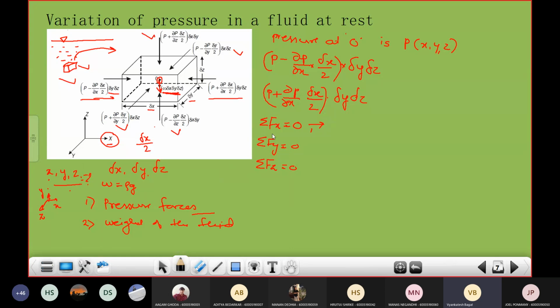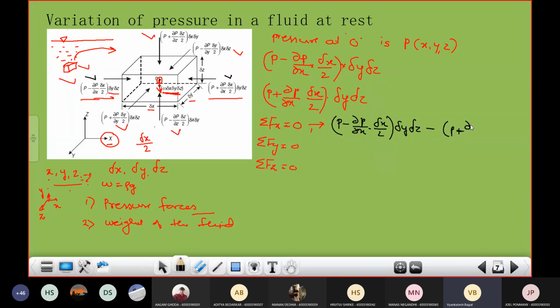So how should I write summation Fx equal to 0? What are the forces acting along the x direction here? This is one force and this is the second, and all other forces are in different directions. So I have to just sum up these two forces. I am writing P minus dP by dx into delta x by 2 multiplied by delta y delta z. Now here should I write minus or plus?